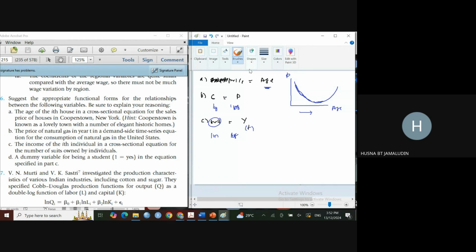Okay. So next, the dummy variables. This is a dummy variable. So don't worry about dummy. Normally for the dummy, what happens? You will have linear. So it should be clear. Don't worry about the dummy. It's just linear. Okay. So done with number 6.